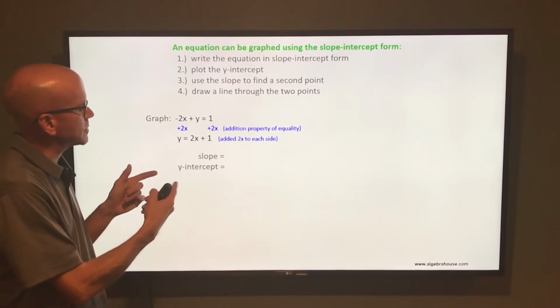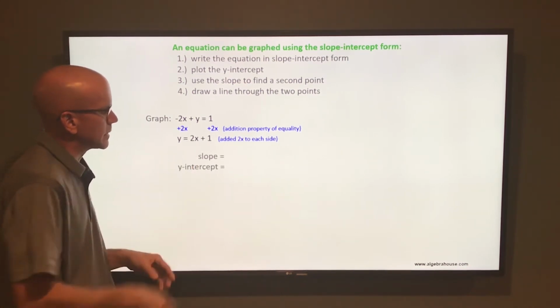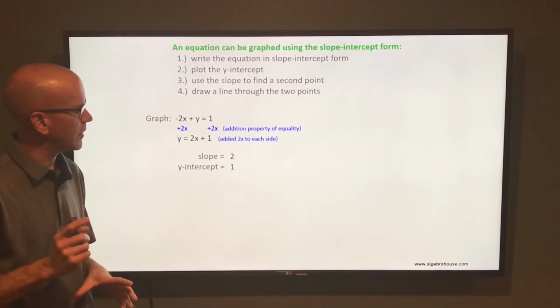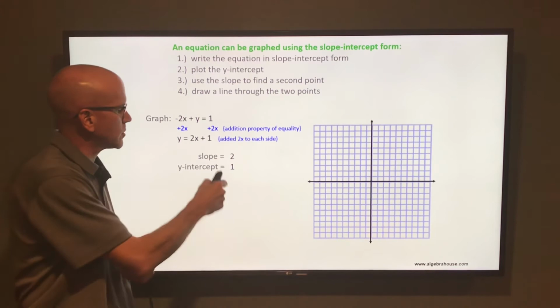So you can pick out the slope and the y-intercept. The slope is the number in front of the x, that's the 2. And the y-intercept, that's the constant term, the number without a variable, that's 1. So to graph this, we're going to start with the y-intercept.